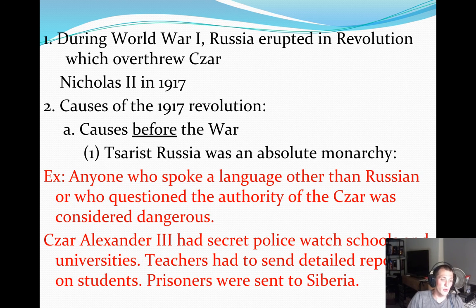So anyone who spoke a language other than Russian would be questioned by the Tsar and considered dangerous. Alexander III had a secret police watching schools and universities. Teachers had to send detailed reports on students. There were prisoners being shipped out to Siberia. But the big name you need to know here is Nicholas II.